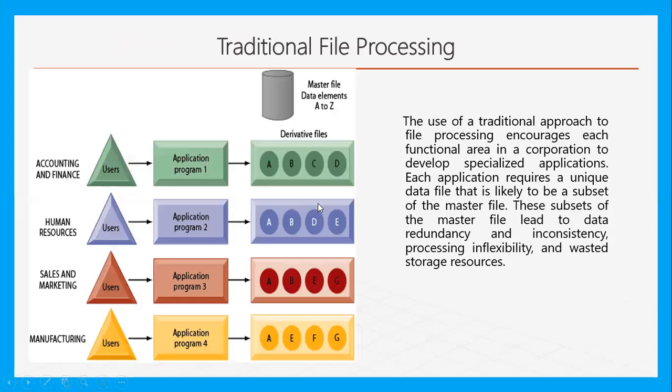So this is traditional file processing. We have separate users: accounting and finance, human resources, sales and marketing, and manufacturing. The use of the traditional approach to file processing encourages each functional area in a corporation to develop specialized applications. Each application requires a unique data file that is likely to be a subset of the master file. These subsets of the master file lead to data redundancy and inconsistency, processing inflexibility, and wasted storage resources.